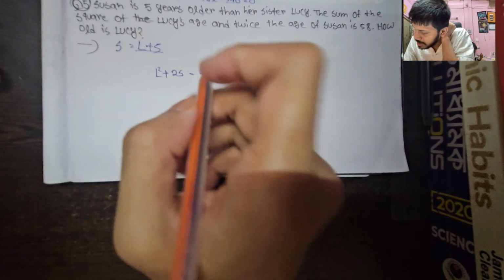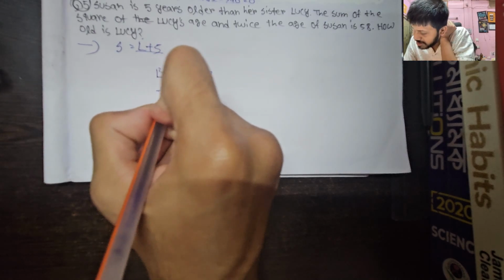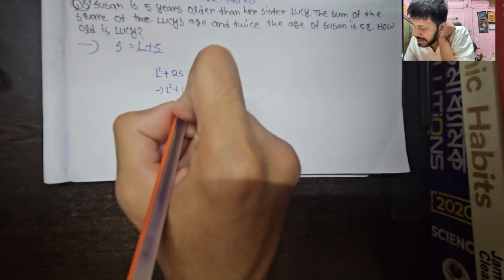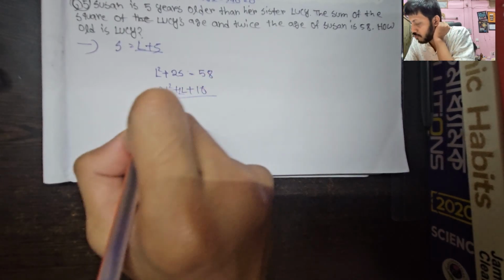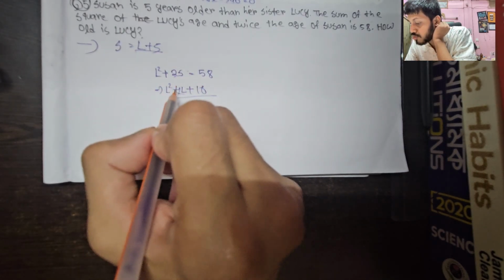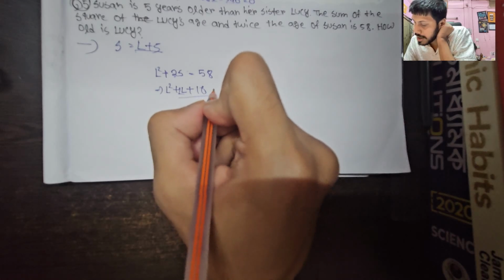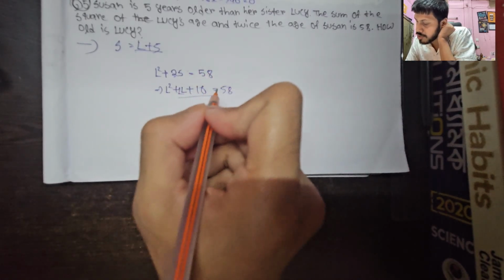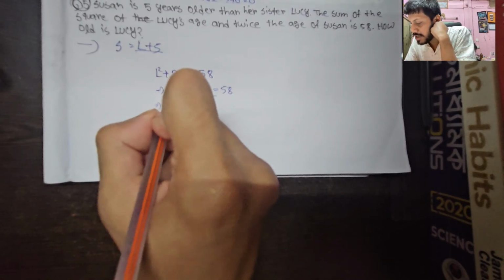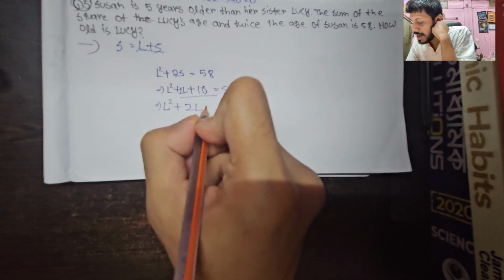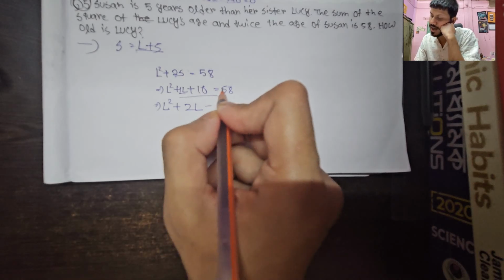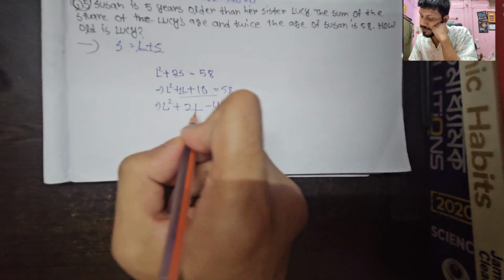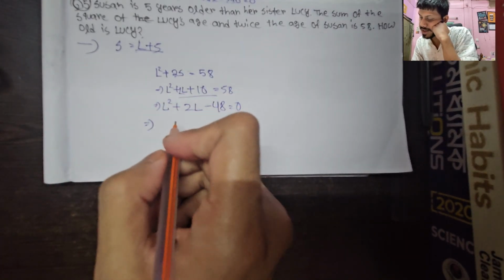Right, now we know S equals L plus 5. We can write L square plus 2L plus 10. Where did 2L plus 10 come from? Because it's 2S, right? So we multiplied that, equals 58. 10 goes to this side, it becomes negative 10. So it would be L square plus 2L minus 48 equals 0. Let's just simplify this.